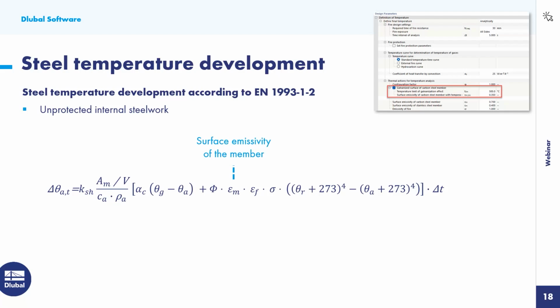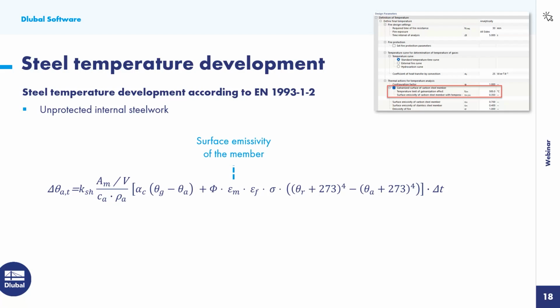I would now like to discuss this factor here, epsilon m, which describes the surface emissivity of the member, not of the flame, but of the member. And this factor describes how large the proportion of absorbed radiation energy is. An ideal black body has an emissivity of 1 and absorbs all incoming radiation in theory. An ideal white body has an emissivity of 0 and reflects all radiation. Real surfaces have values between 0 and 1.